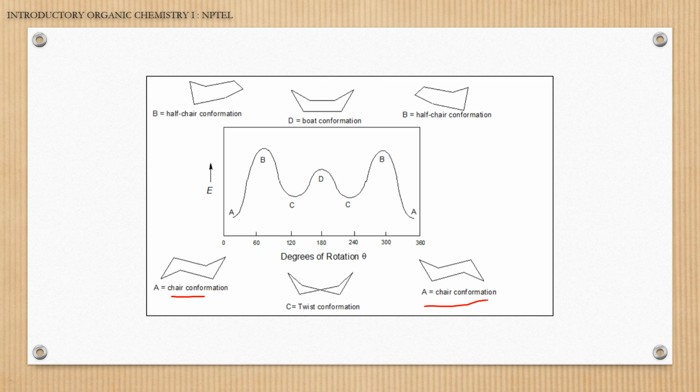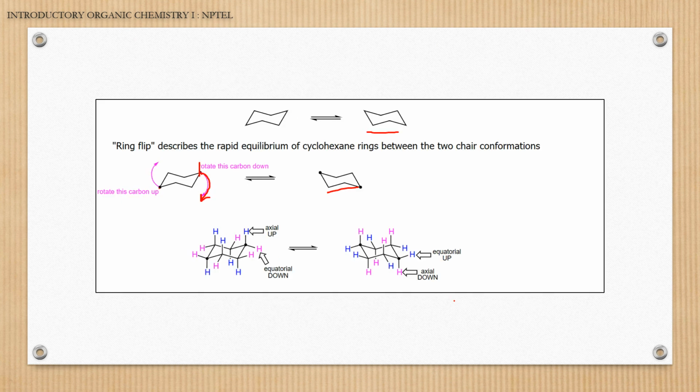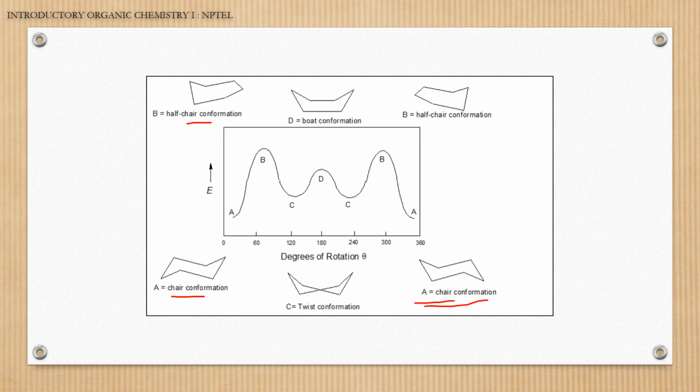As you can see, this chair conformation is the most stable conformation for the cyclohexane molecule, and the half chair is the least stable conformation, right? So these are the conformations through which it goes from one chair to another chair, but flipped. So this is how there is a rapid equilibrium going from this particular chair conformation to this ring flip chair conformation according to this energy barrier diagram.